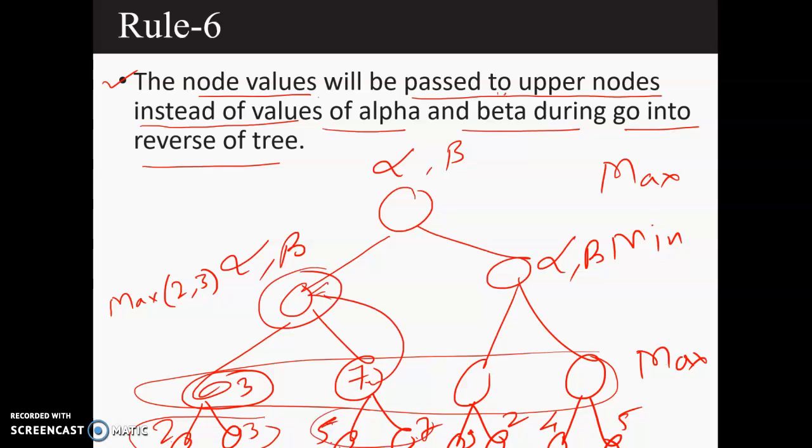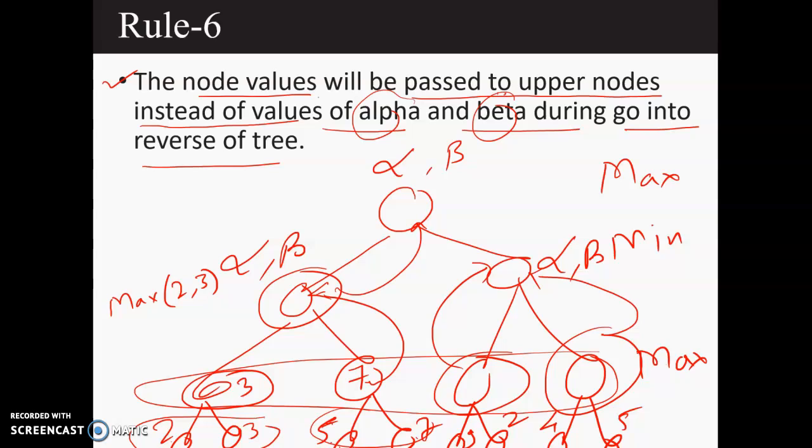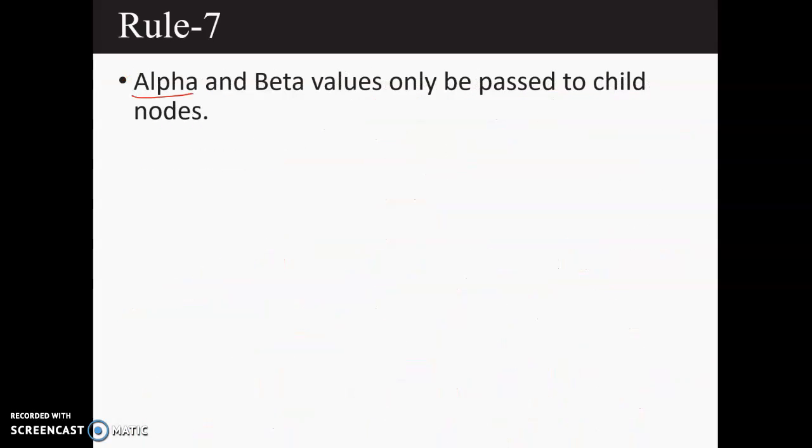Similarly, the node value at this node will be passed here. The node value at this node will be passed here. The node value at this node will be passed here. And we will determine the node value when we apply alpha beta pruning. So rather than passing the values of alpha and beta to the higher node, we will pass the node value.